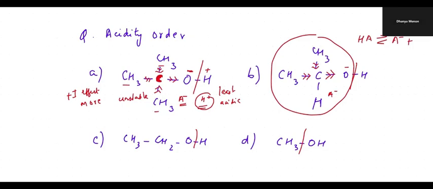So this is the H plus and this is the A minus ion. So here also there is plus I effect, more if you see, and more electron density on this oxygen, which will make the A minus ion unstable, but less unstable than the first one. Okay. Coming to the third one.